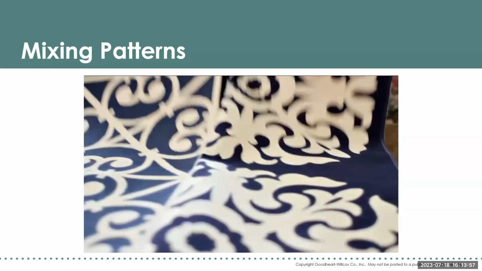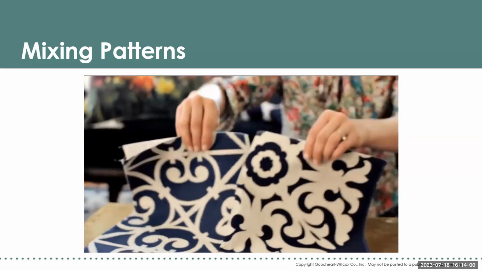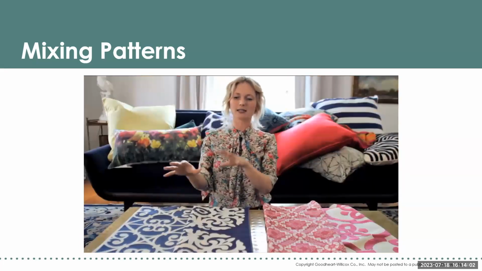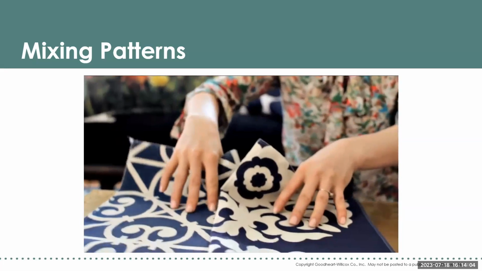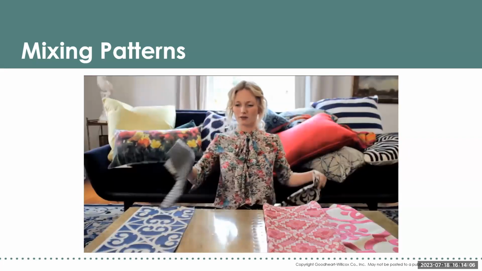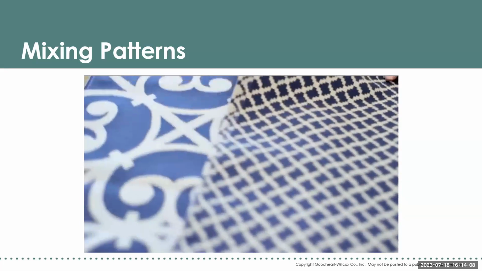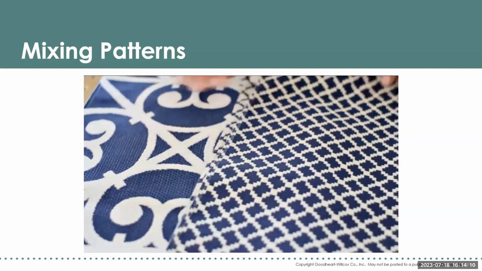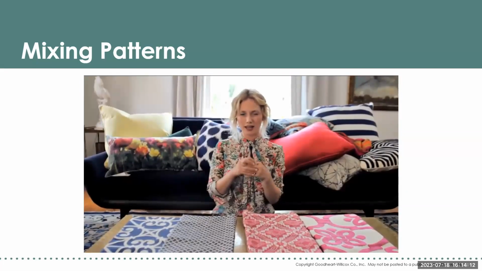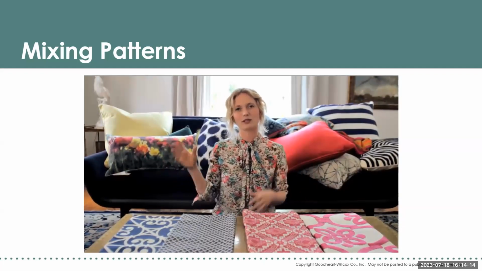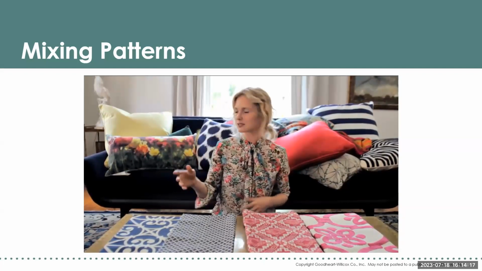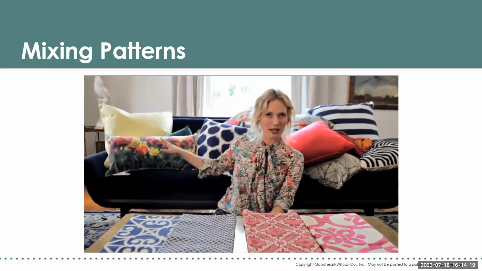For instance, these 2. Very large and in charge patterns, way too similar. So your eye doesn't know what to look at. They're fighting with each other. Instead, get rid of one of them and bring in a small scale pattern. And obviously these work way better together. So just having a cohesive color palette isn't good enough. You also need to make sure you have the right mix of scales. So now I'm going to take that rule and apply it to all the pillows behind me.